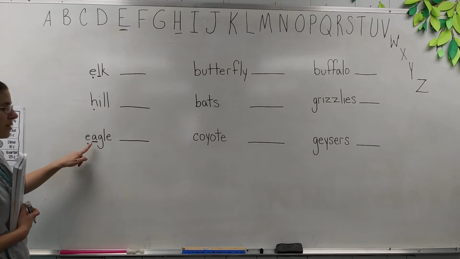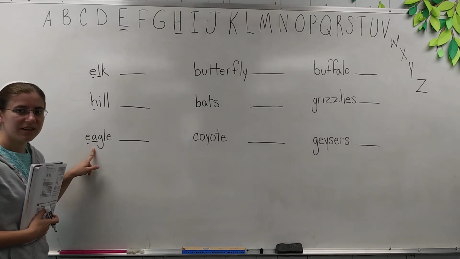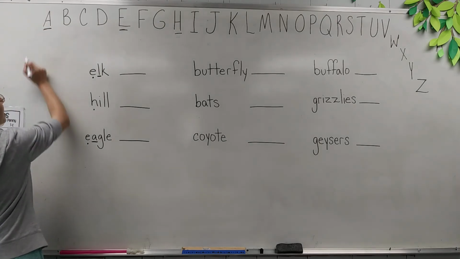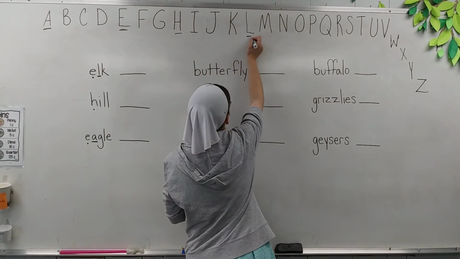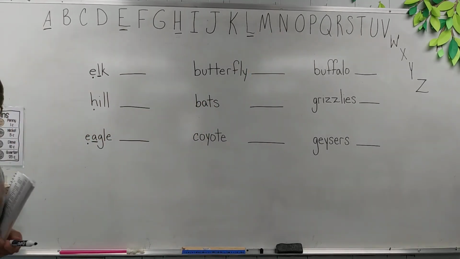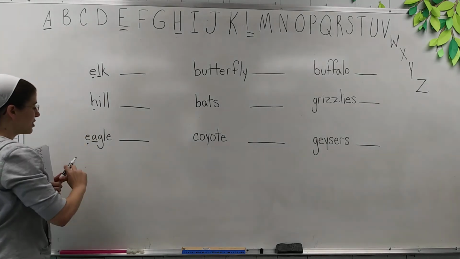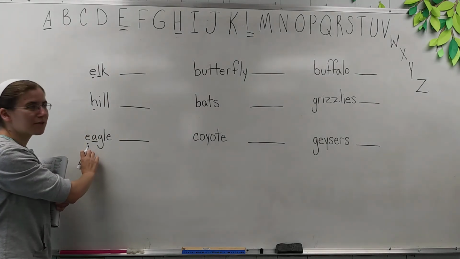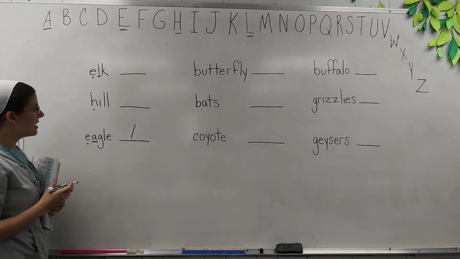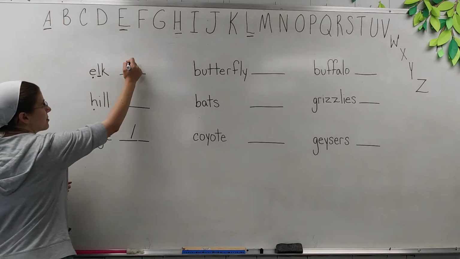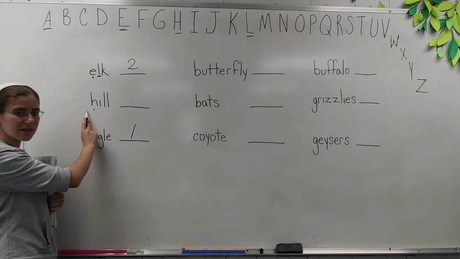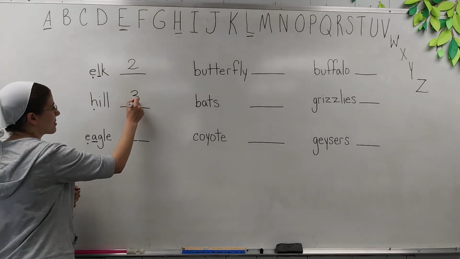So does L or A come first in ABC order? Okay, there's A, and way down here is L. So which one comes first in ABC order? The A comes first, right? Here's the A. So we know that eagle is going to be our first word. Okay, so eagle will be number 1. And then the next E word will be number 2. And then we have one left, hill, and that will be our number 3 word.